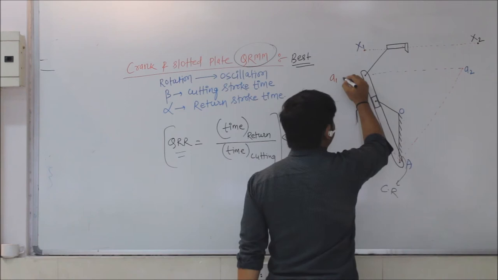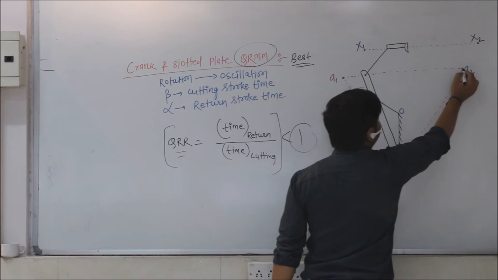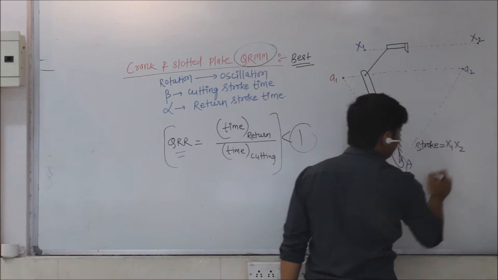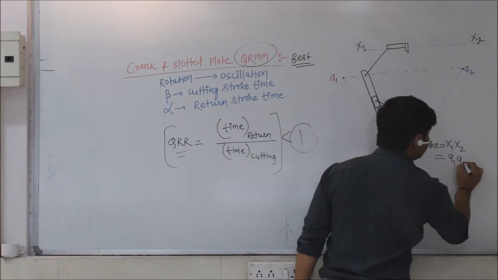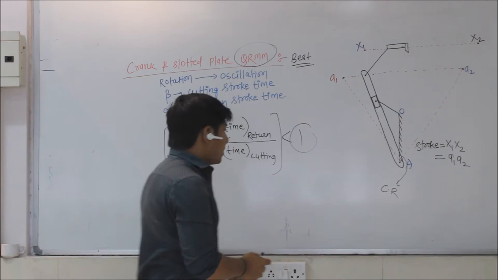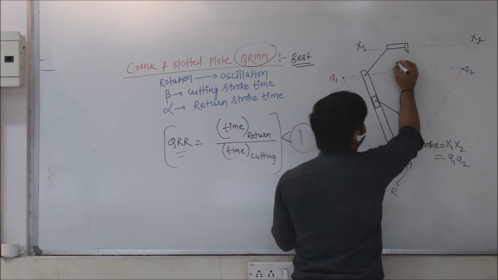From A1 to A2: when this slotted plate started from A1, this cutting tool was at X1. When it finished at A2, the cutting tool was at X2. So I can say the stroke is X1X2, which, since these are parallel lines, equals A1A2. Now I am projecting from here to here, and let this be point M.